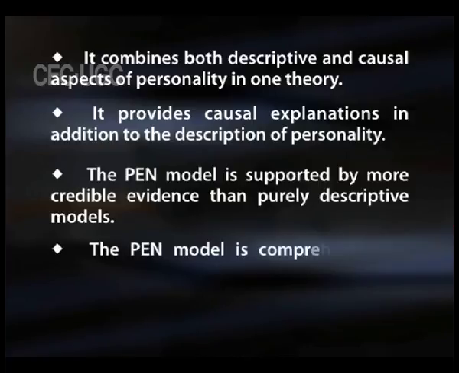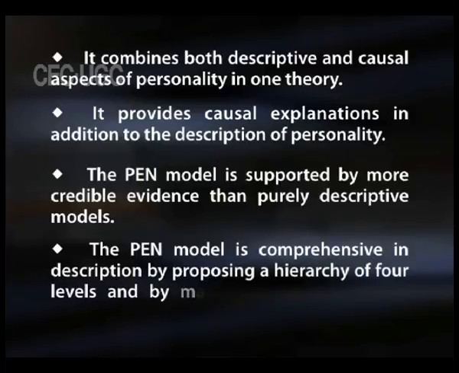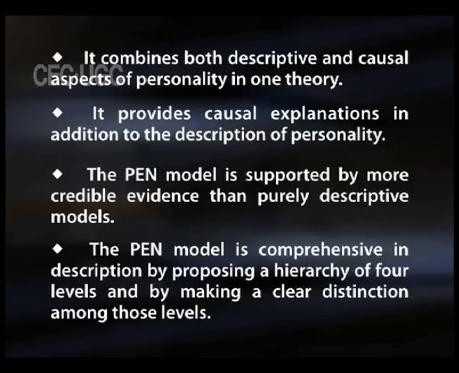The PEN model is comprehensive in description by proposing a hierarchy of 4 levels and by making a clear distinction among those levels. The PEN model becomes most compelling because of its experimental approach. This makes the model more testable. Consequently, the PEN model is likely to generate more specific predictions about personality.